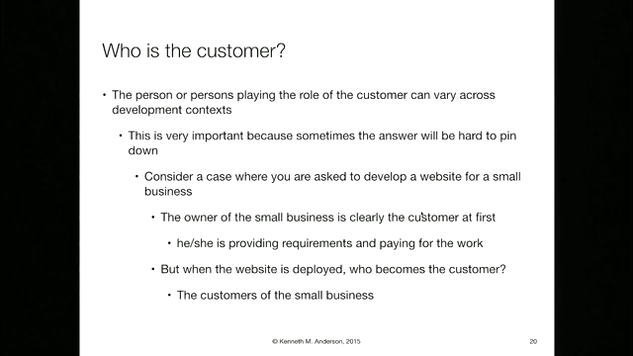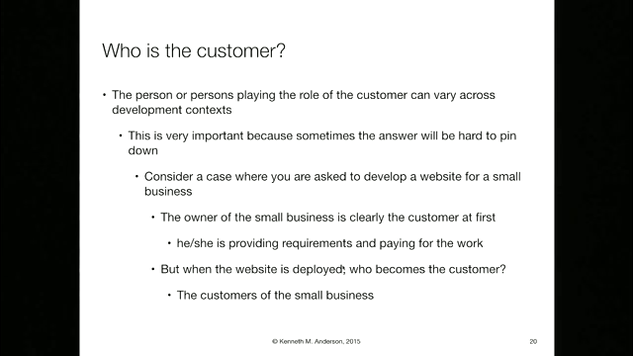So consider a case where you have to develop a website for a small business. The owner of the small business is clearly the customer at first, because he or she is going to provide the requirements, and more importantly, they're going to pay for the work. But once that website's deployed, the customer will shift, right? The customers of that small business become your customers as well. They're the ones who are day in, day out using the software. And they're going to have better information for you than the customer.